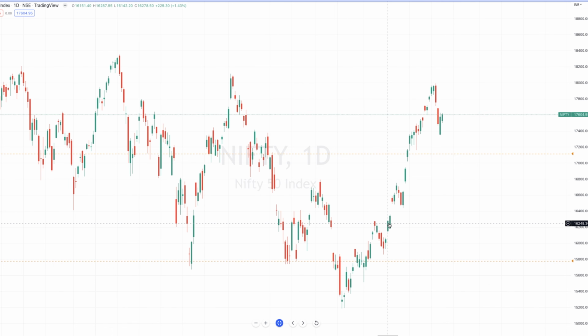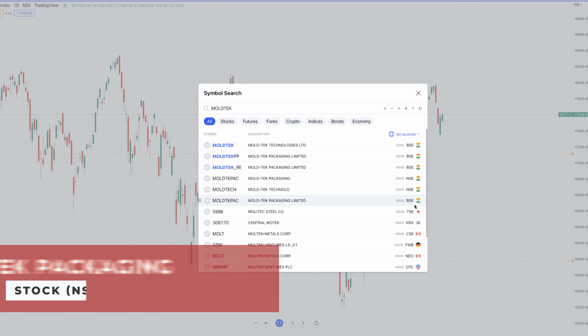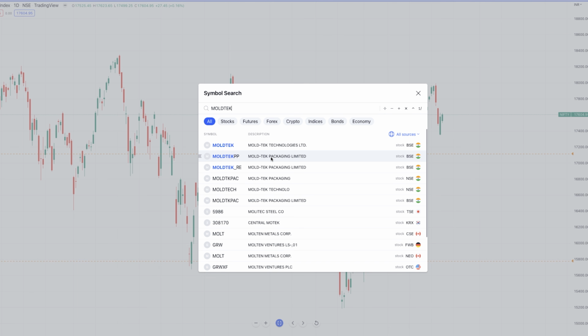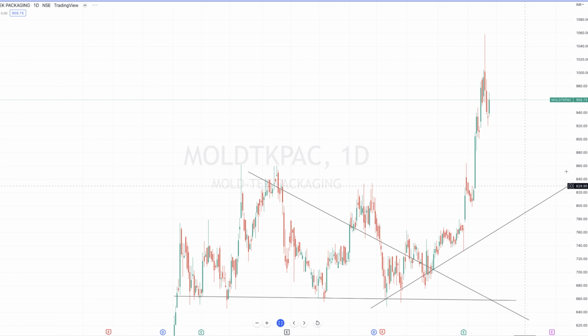Hello guys, so let me search the Mold-Tech. Just be careful while picking the right script, because don't select Mold-Tech Technology, that is a different company, and also don't select Mold-Tech Packaging from BSE. Select Mold-Tech Packaging from NSE India, okay, because the scripts will be totally different.